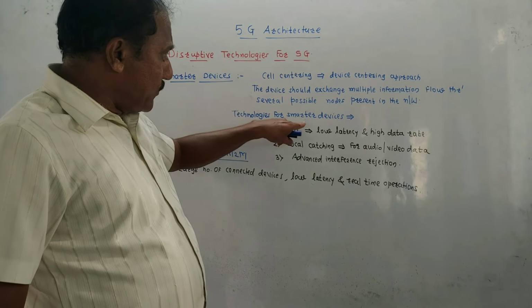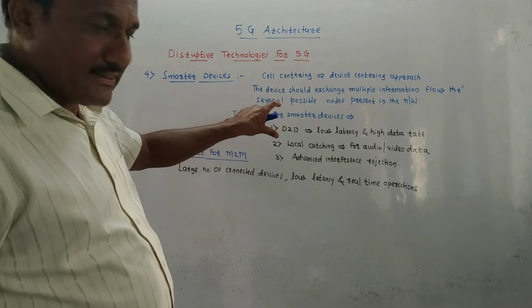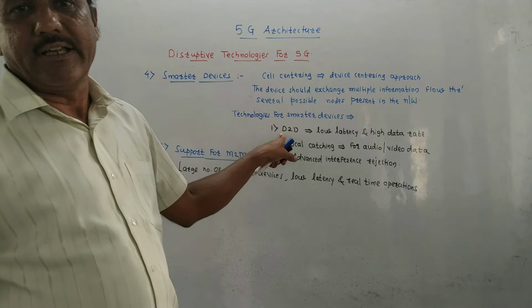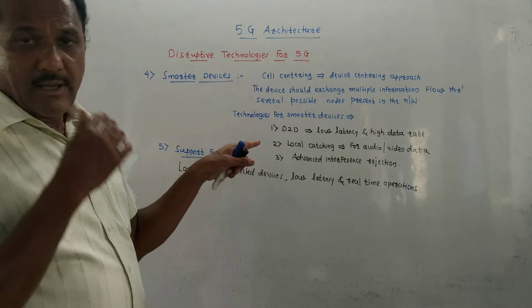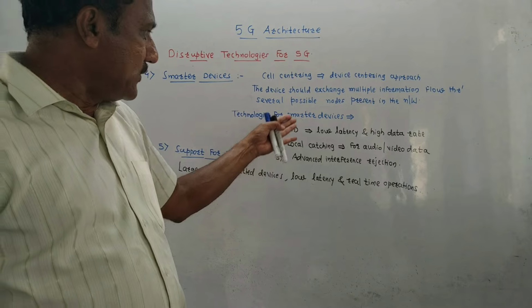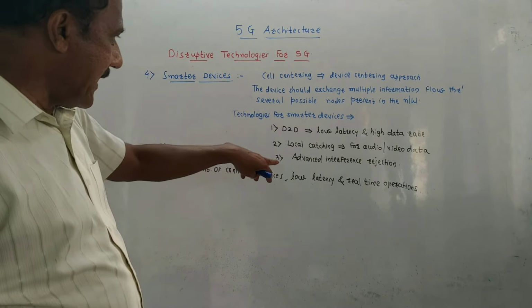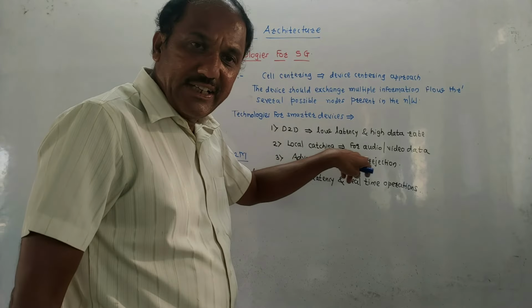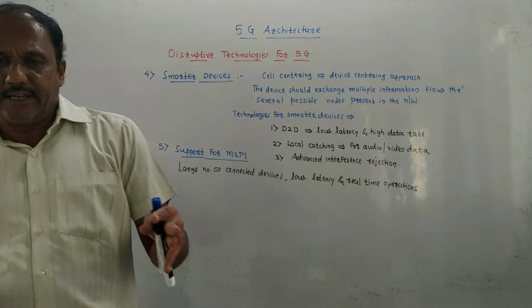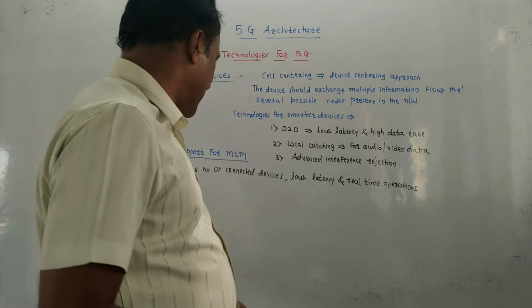This is the list of technologies which are used for smarter devices. First is D2D, that is device to device connectivity. Usually it is required for low latency and higher data rates. Second is local caching, which is required for audio and video data. And advanced interference rejection is necessary whenever multiple antennas are used at the same time.